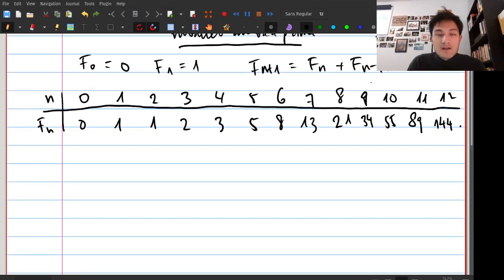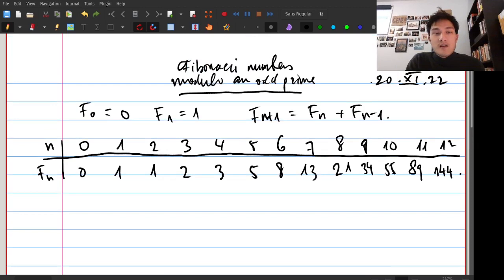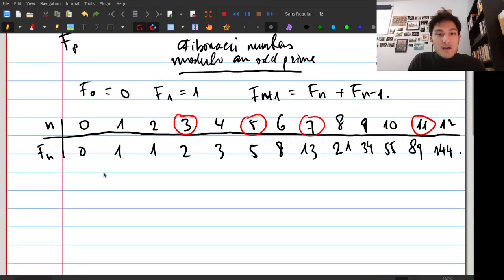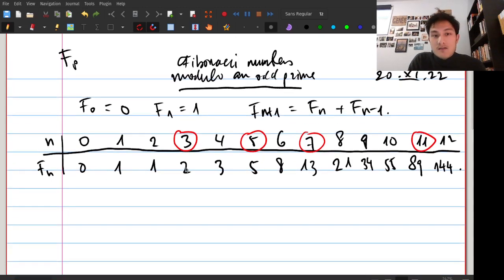So, what are we looking at? We are going to look in this video at Fp, where p is an odd prime. So let's circle the odd primes. 2 is a prime, but it's not odd. 3 is an odd prime, 5 is an odd prime, 7 is an odd prime, 9 is odd, but it's not a prime, 11 is an odd prime. Well, it's literally all the primes except 2. And so Fp is, well, it's 2, then it's 5, then it's 13, then 89.